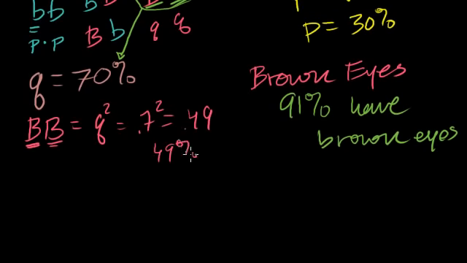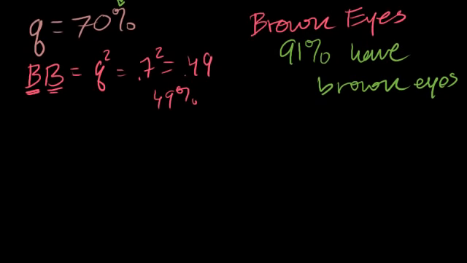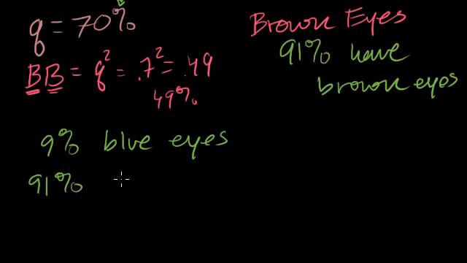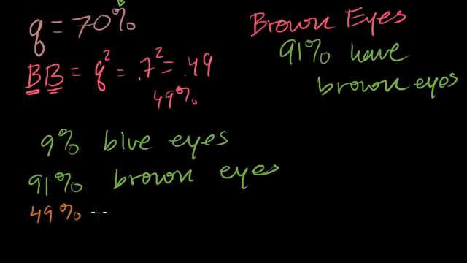So just starting from that one idea, that 9% have blue eyes, we've already been able to deduce that 91% must have brown eyes. And of the 91% with brown eyes, 49%, this isn't 49% of the 91, this is 49% of the whole population, are homozygous dominant.